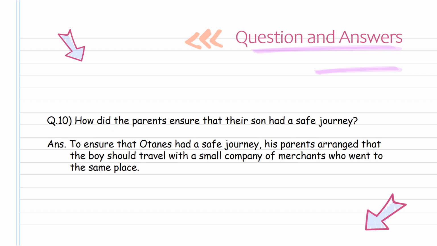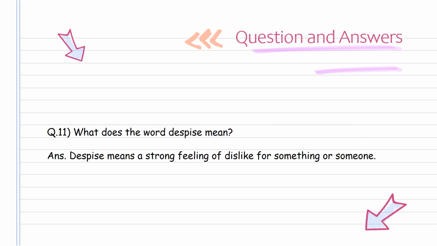Question 10. How did the parents ensure that their son had a safe journey? To ensure that Otanes had a safe journey, his parents arranged that the boy should travel with a small company of merchants who went to the same place. Question 11. What does the word despise mean? Despise means a strong feeling of dislike for something or someone.